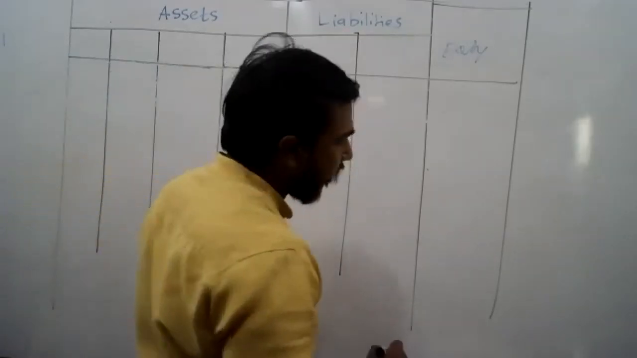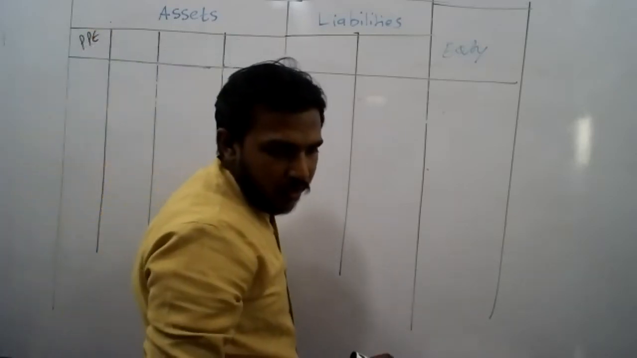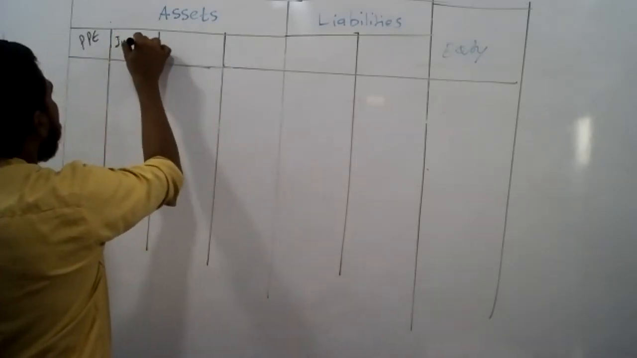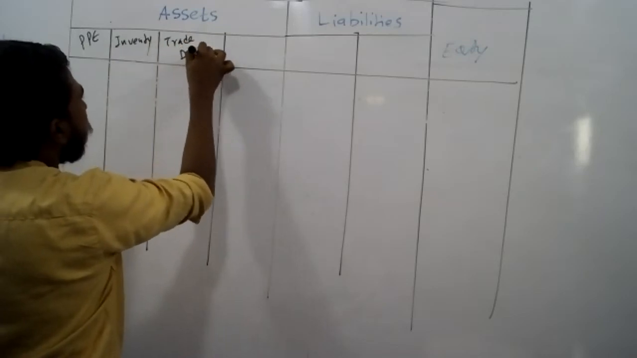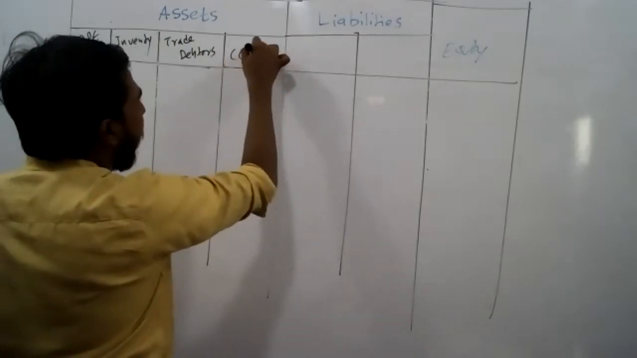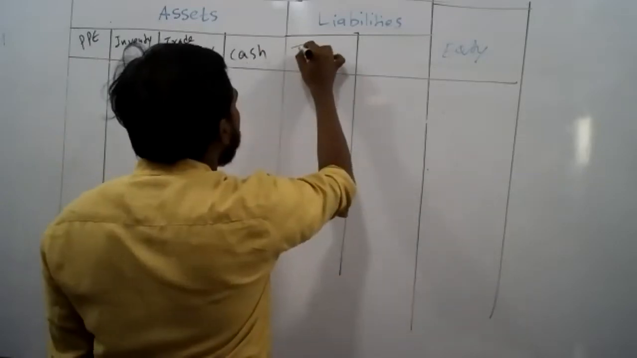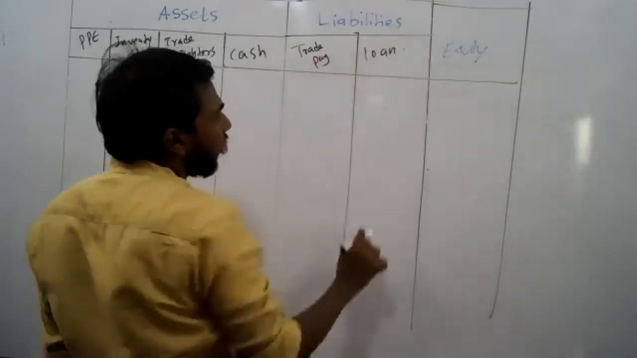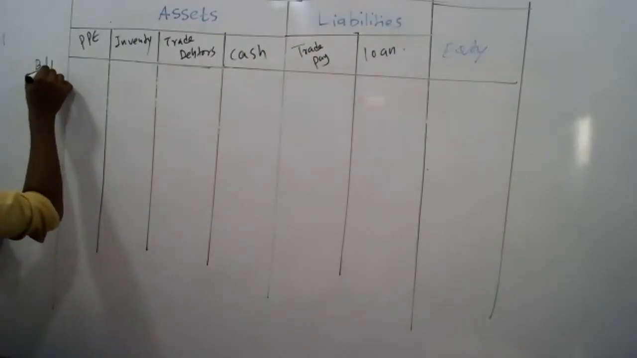Right, assets, what does it say? One is property, plant and equipment, then inventory, trade debtors, bank, change it to cash. Not bank, it should be cash. Then trade payables, loan. We'll take balance brought forward.